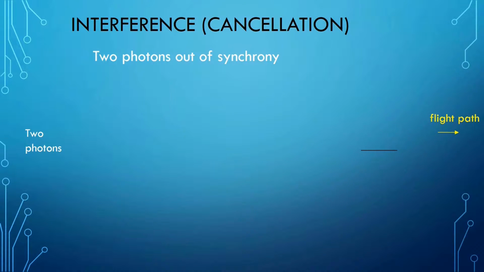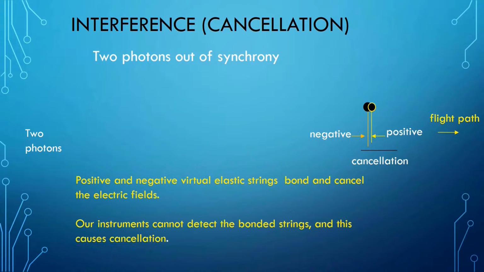This demonstrates that the electric fields in one string cycle are composed of positive electric strings, and in the other string cycle they are negative. This observation provides strong evidence that positive and negative virtuelastic strings bond and cancel the electric fields. It provides strong evidence that our instruments cannot detect the bonded strings, and this causes cancellation.